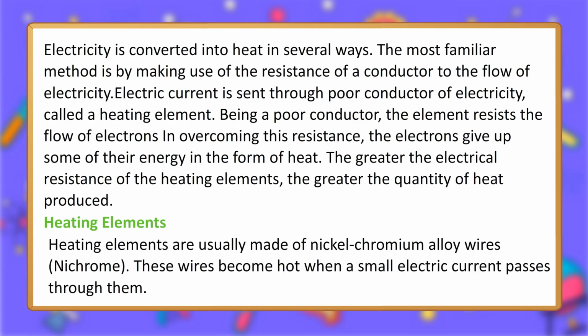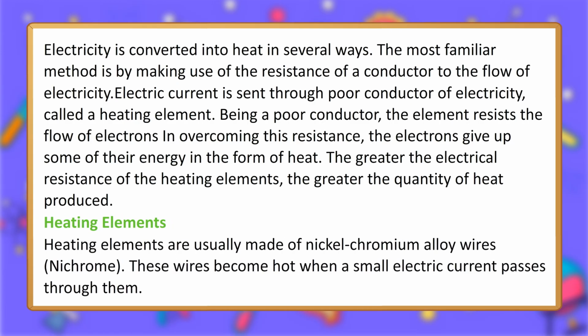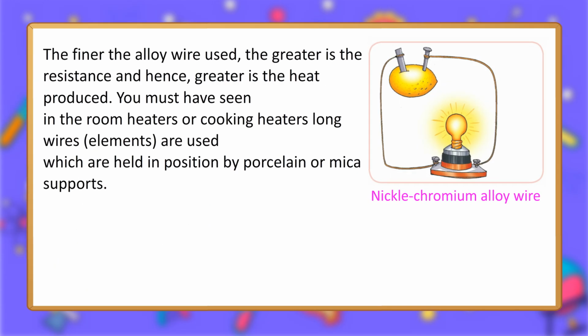Heating elements. Heating elements are usually made of nickel-chromium alloy wires, nichrome. These wires become hot when a small electric current passes through them. The finer the alloy wire used, the greater is the resistance and hence, greater is the heat produced. You must have seen in the room heaters or cooking heaters long wires, elements, are used which are held in position by porcelain or mica supports.